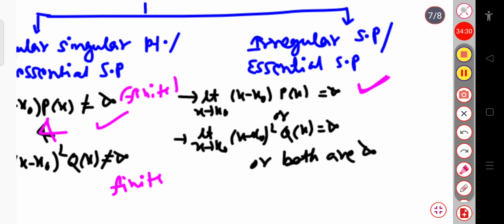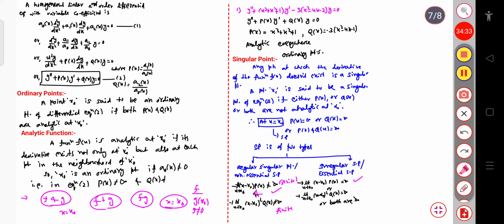So this is all about the ordinary point, analytic function, singular point, etc. You can practice more problems so that you can get a clear idea about the regular singular point and the irregular singular point. This is all for today.